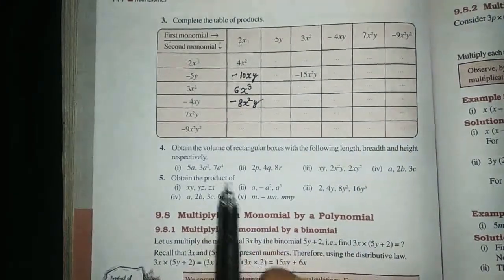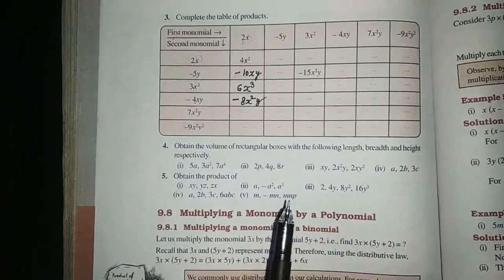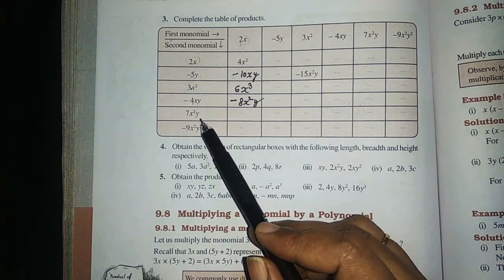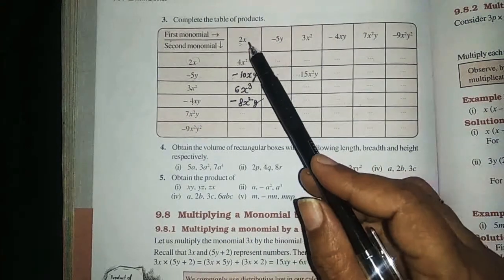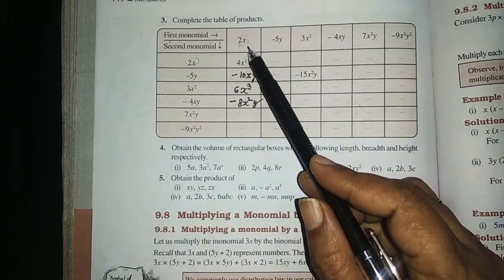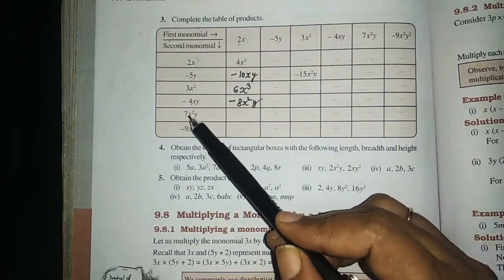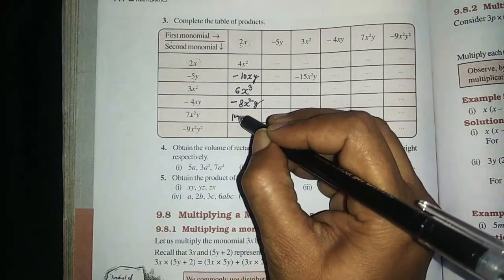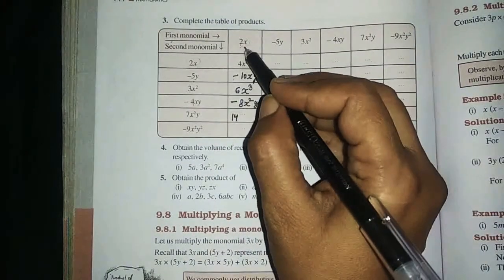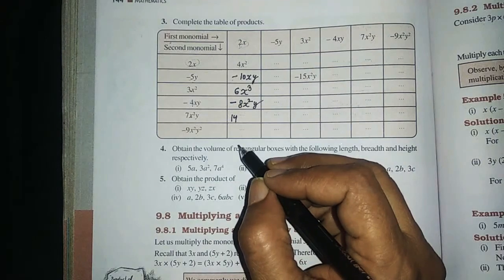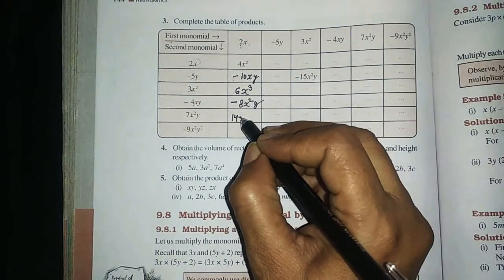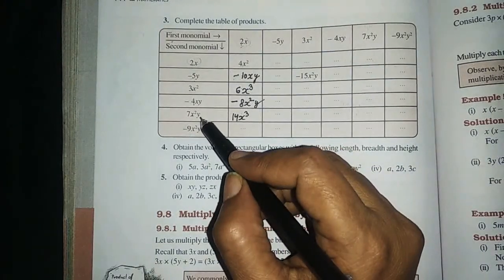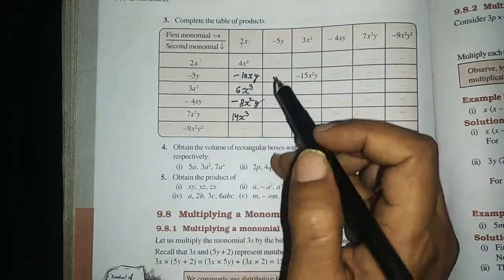And this y, we will write here y. Okay. Now we will multiply the next one, 7x square y by 2x. Okay. So what we will get? 7 2s are 14. X square and x, if we multiply, what we will get? X cube. And this y we will write here.